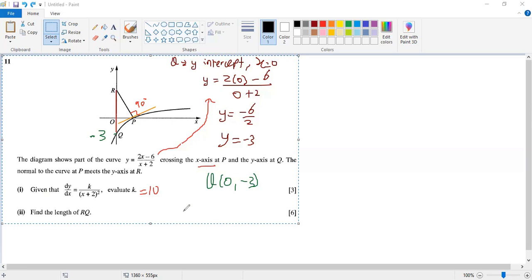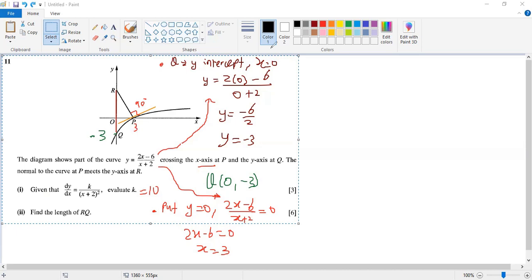So how do you find the x-intercept? Put y equals 0. Let's put y equal to 0 in this curve equation. So (2x - 6) over (x + 2) is 0, as you can see from here. Only the numerator can be 0, so 2x - 6 is 0. Solving it, we get x equals 3.